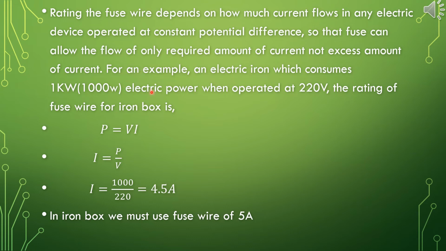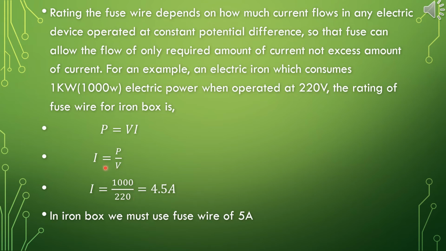An electric iron consumes 1 kilowatt, nothing but 1000 watt power, when it is operated at 220 volts. And the rating of the fuse wire for the iron box is to be found. We can calculate it by using the power formula P is equal to VI, the current. If you understand how much current is required for the potential difference of 220 volt and the power of the iron box is 1000 watt, then you can make a fuse wire of the required rating.